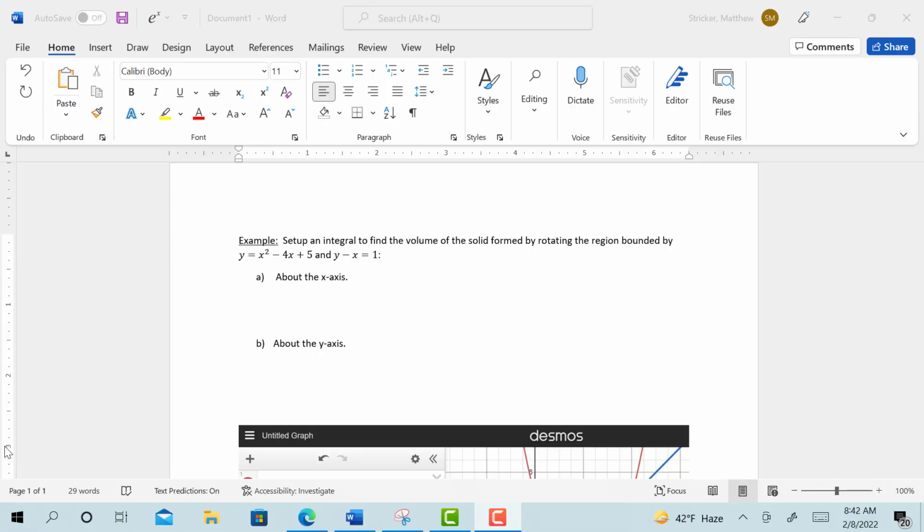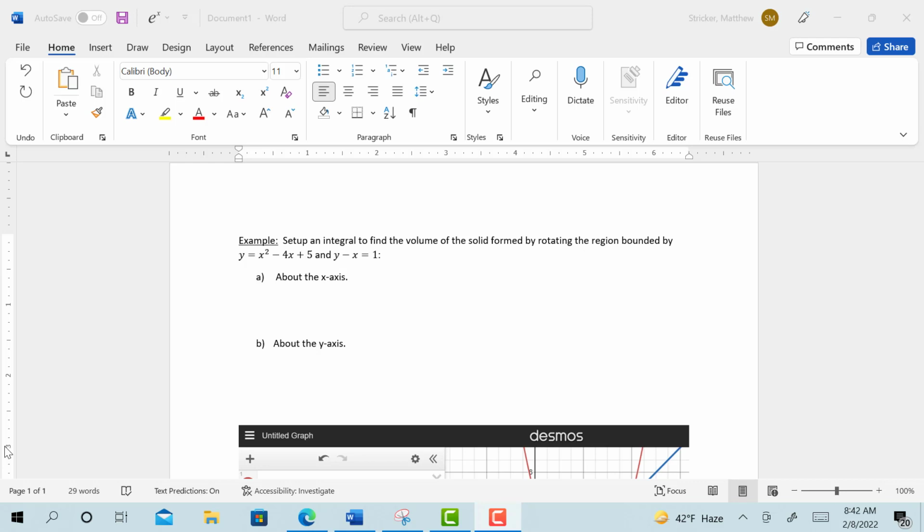I want to make a quick video to address the question of how do I know when to use the disk washer method versus when to use the shell method. We've covered each one of those topics separately. But what if you get a question where it just says find the volume of the region rotated about a specific axis or line, but it doesn't tell you to use either method?